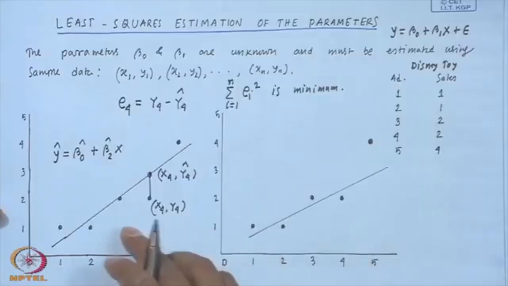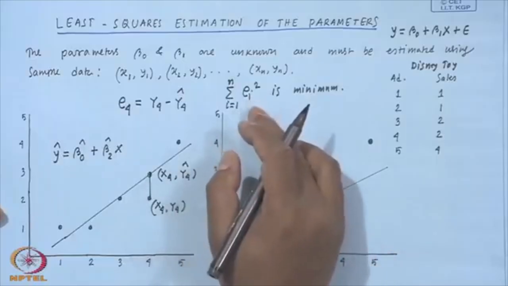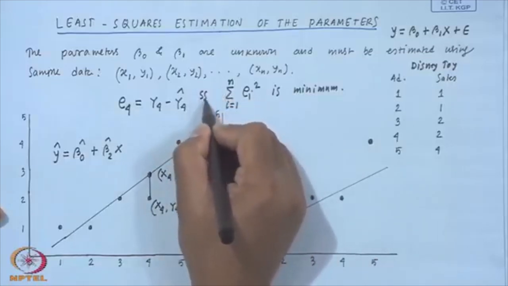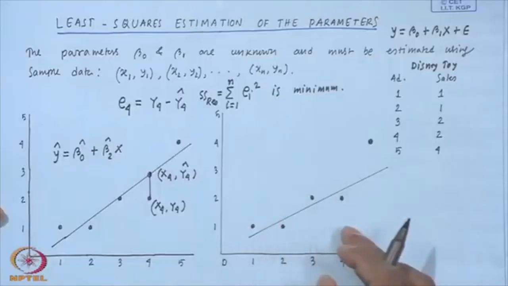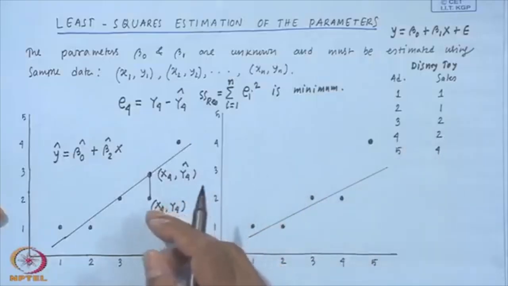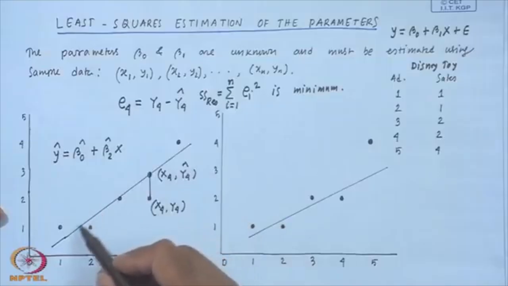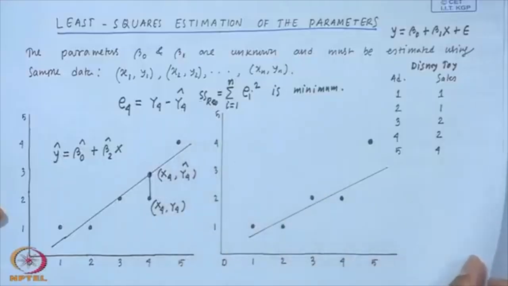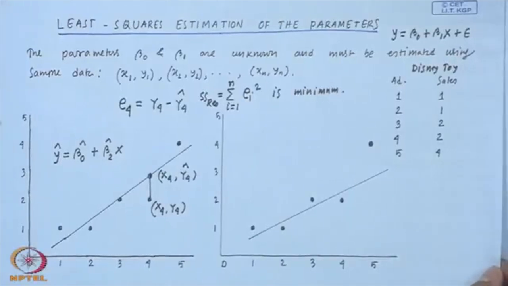So, in order to say which fit is good, whether this is good or this one is good, what you do is that you compute this sum of E I square, which is called the residual sum of square, SS residual. You compute SS residual for this fit, you compute SS residual for this fit, and you see which one is smaller. That one is better than the other one. And what the least square estimation does is that it provides a fit which has minimum SS residual. Okay. So, I hope you understood the basic and very nice and natural idea behind the least square estimation.